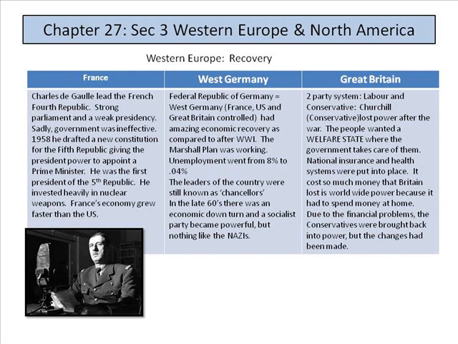In Great Britain, the two-party system, Labour and Conservatives. Churchill was a conservative, lost power after the war. The people wanted a welfare state. I don't get that. Where the government takes care of them instead of them taking care of themselves. Makes no sense. Nobody likes to be told what to do, even if they're getting free stuff. National insurance and health systems were put into place. Cost so much money that Great Britain lost worldwide power because it had to spend money at home. Due to the financial problems, the Conservatives were brought back into power, but the changes had been made, and by then the people liked them, and they actually didn't want to change too much.